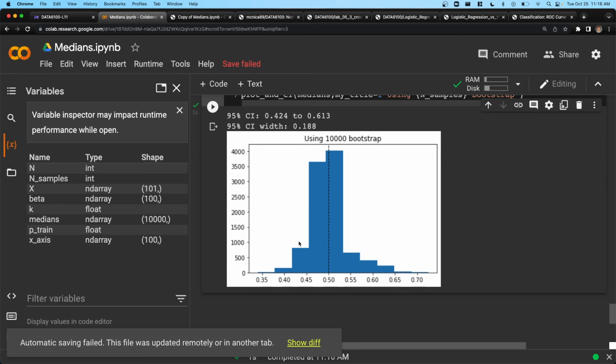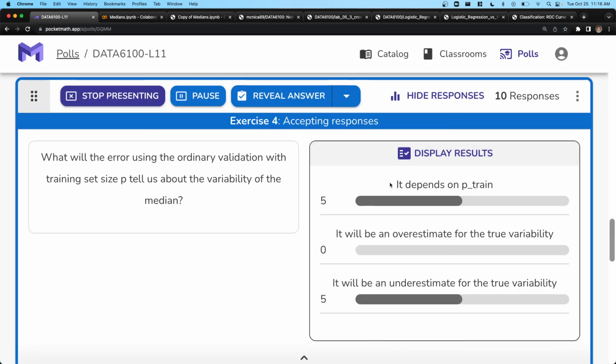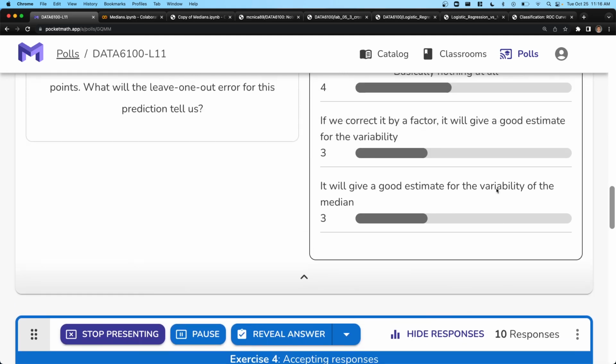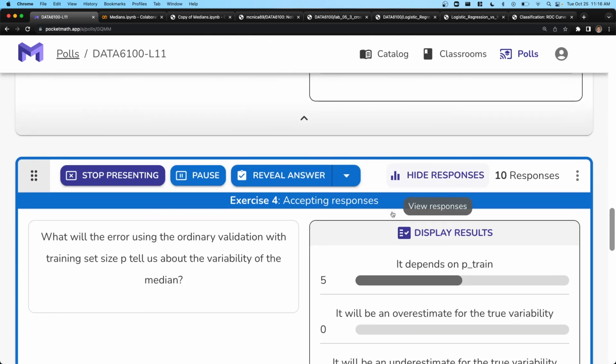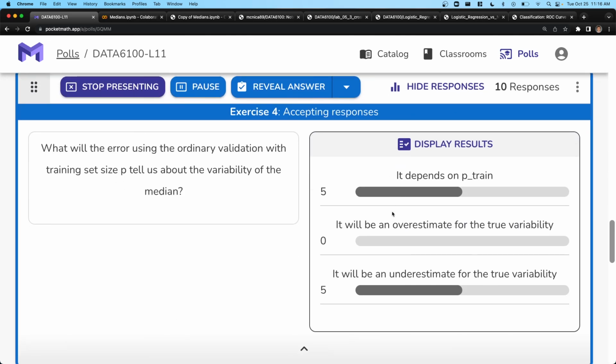Yeah. So what was the answer for question 3? Oh, the answer is it depends. It just depends. Question 3, not 4? Yes. Oh, basically nothing at all. So it just tells you nothing about how the median changes. It just tells you how far the point is from the two neighboring points, which don't tell you anything about the median.